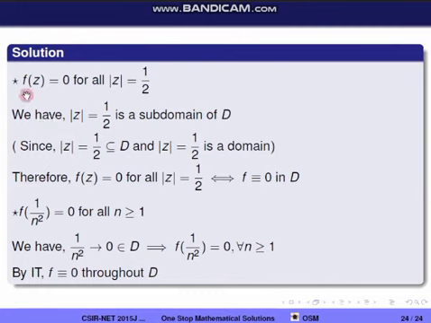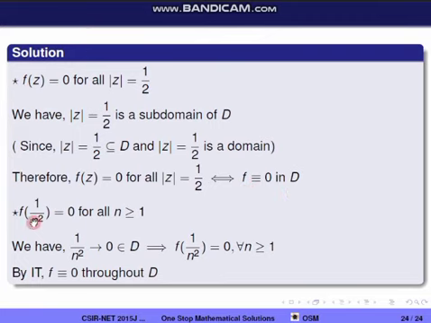Second option, f of z equal to 0 for all mod z equal to 1 by 2. We have mod z equal to 1 by 2 is a subset of D, and also it is a domain. So totally it is a subdomain of D. Therefore using concept 2, f of z equal to 0 for all mod z equal to 1 by 2 if and only if f is identically 0 in D. That is, f is a constant function in D. So option 2 is also correct.